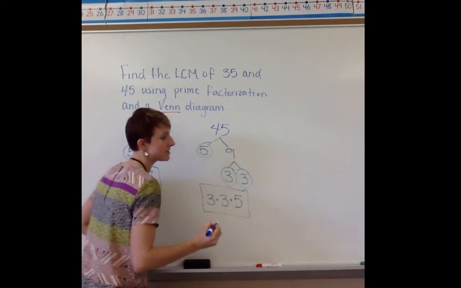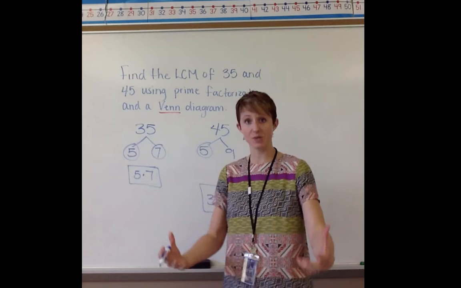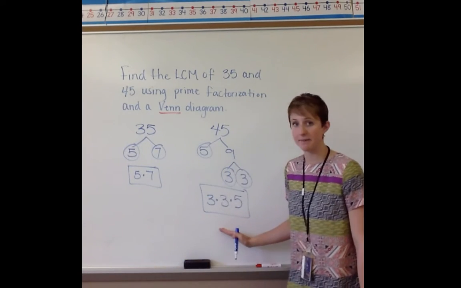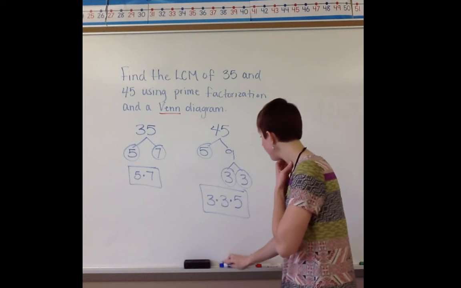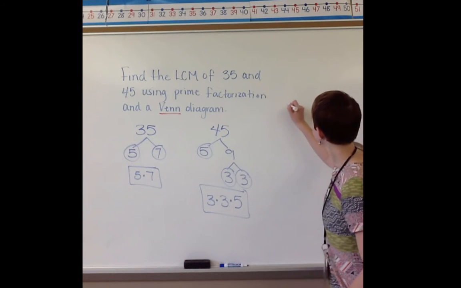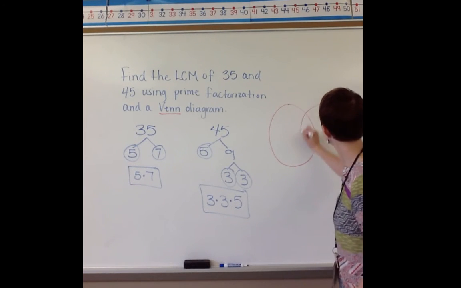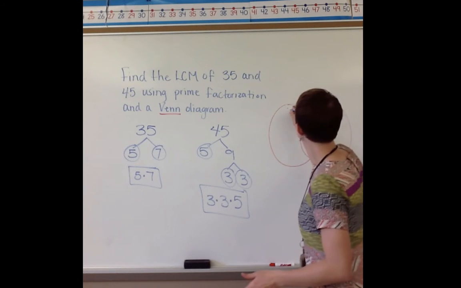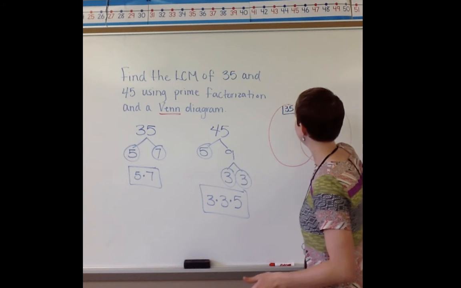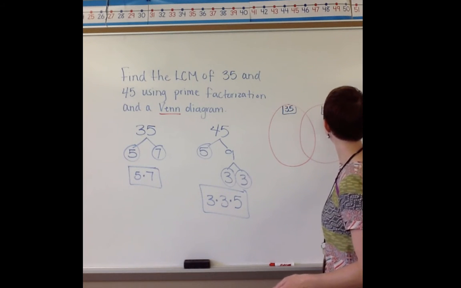Now I'm going to use this. The next step says write the prime factorization. That's what I did. Now I'm going to use the prime factorization to first find the GCF using a Venn diagram, just like we did in our 4-4 notes. So this circle will go with 35. This circle will go with 45.